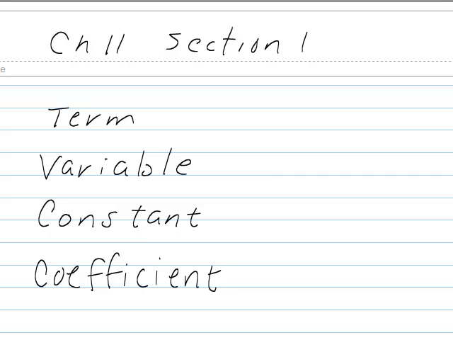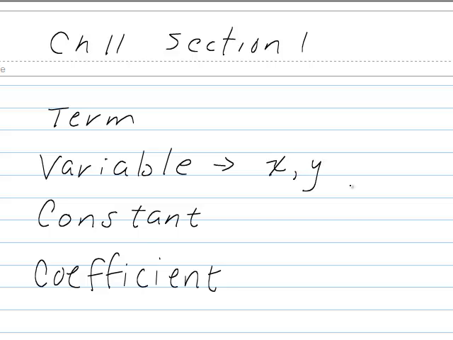Chapter 11, Section 1. In this chapter we learn to solve equations. In order to do that, we need to have a common vocabulary, and so we'll start by defining a term. In order to understand that, though, first we'll have to define variable. And a variable is just a letter that we use to represent any number.